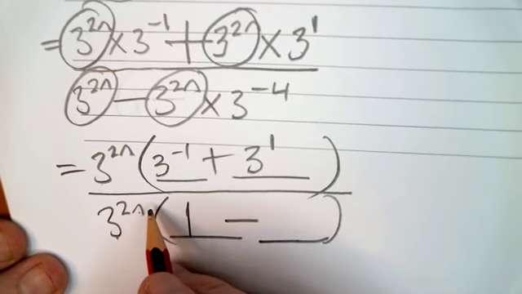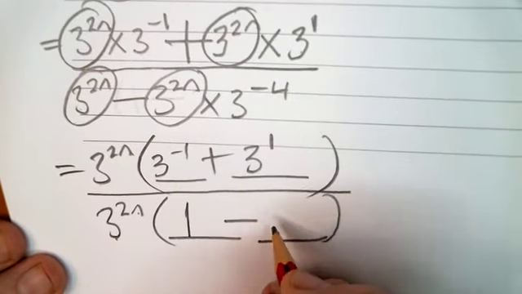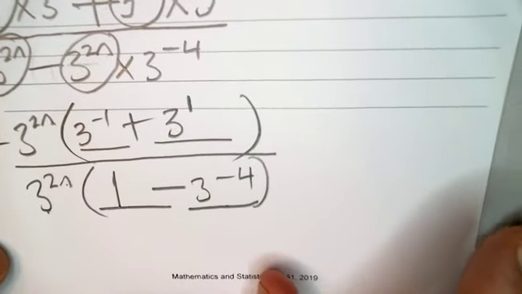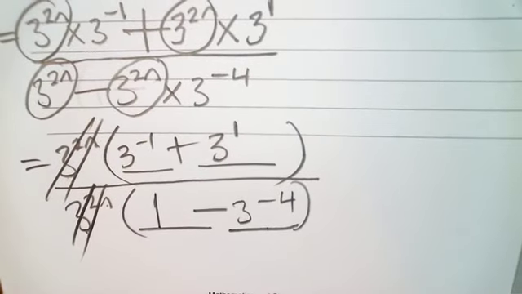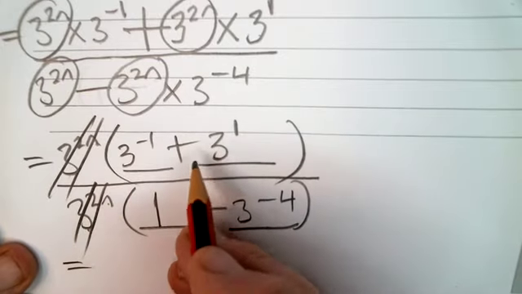What times 3 to the 2n makes 3 to the 2n times 3 to the negative 4? Well, 3 to the negative 4 is the answer. So now let's go ahead and cancel. Look, that and that cancel. So now we're left with this expression here, and we've got 3 to the negative 1 plus 3 to the 1.